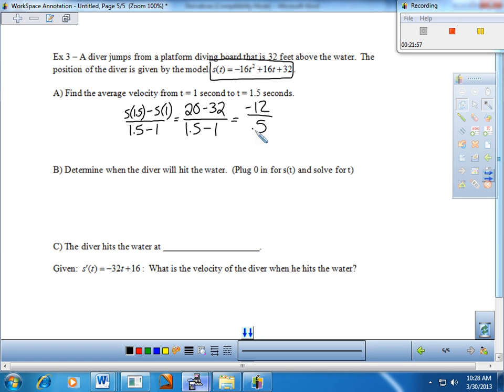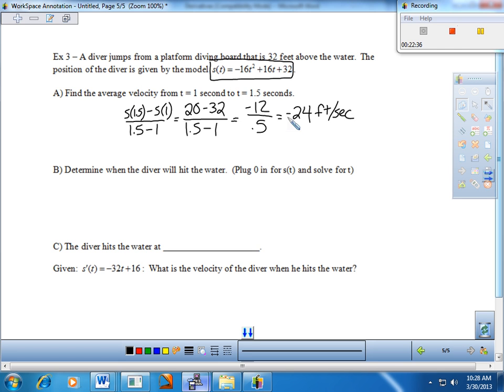If you want to grab a calculator here, you're more than welcome to. Negative 12 divided by 0.5 should be negative 24. And let's develop at least a little context for this. What would be the units for this particular value? Think about the top. That was the position of the diver, the change in the position, I should say, when we did 20 minus 32. And you could see that would be in feet. So the position is measured in feet. And the time, which is the bottom, is measured in seconds. And so lo and behold, you have an average velocity of 24 feet per second going down, hence the negative.